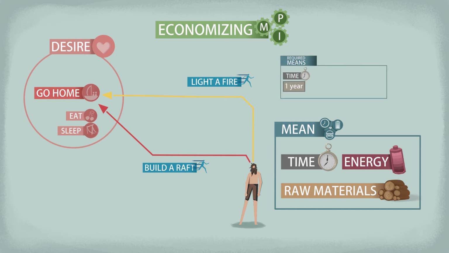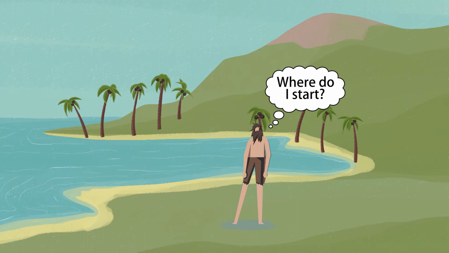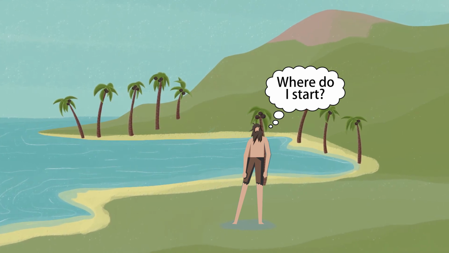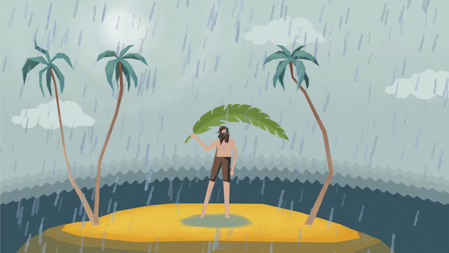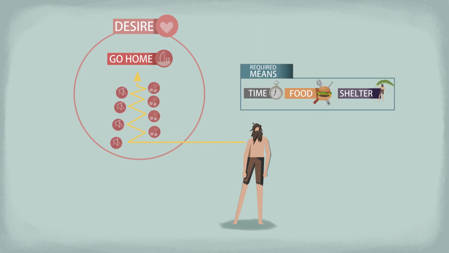If it takes a year to build a raft or a ship to find him, he'll have to get food and shelter for a full year. But food is not that easy to find on a deserted island, and sleeping requires some work too, because he must find a safe place where he is not so exposed to the forces of nature. So economizing for him is getting a bit more complicated.